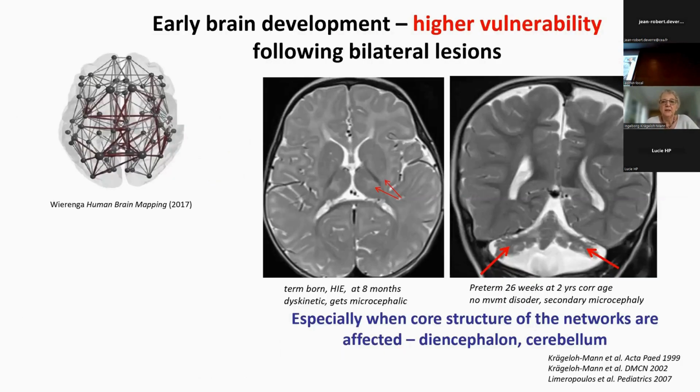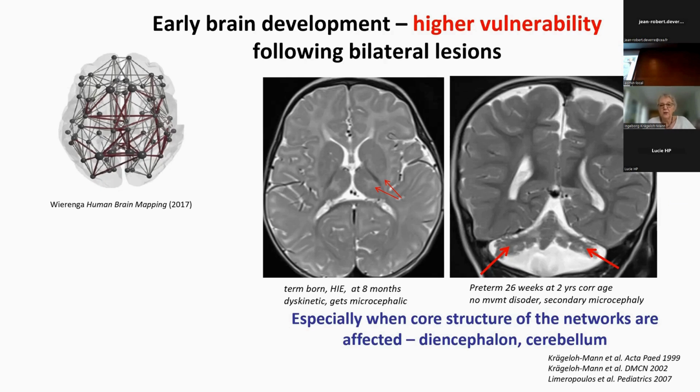And this is an example for bilateral lesions. Here it is a term born after hypoxic ischemic encephalopathy at 8 months. This child has a severe dyskinetic movement disorder, but later on it is clear that he also has a cognitive problem, and he already becomes microcephalic. And the example on the right is a preterm from 26 weeks of gestation at 2 years of corrected age, no movement disorder, but secondary microcephaly, and later on quite clear a cognitive delay.